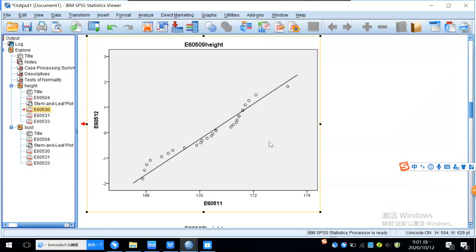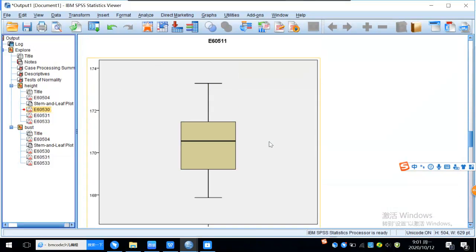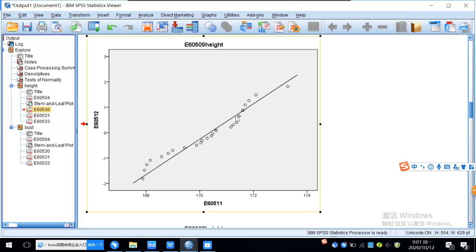Sorry, you should move upward. Upward, not downward. Yes, here's the box plot. Okay? And then please move upward. Sorry.